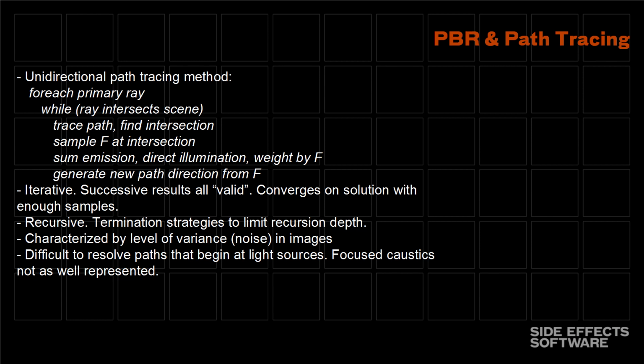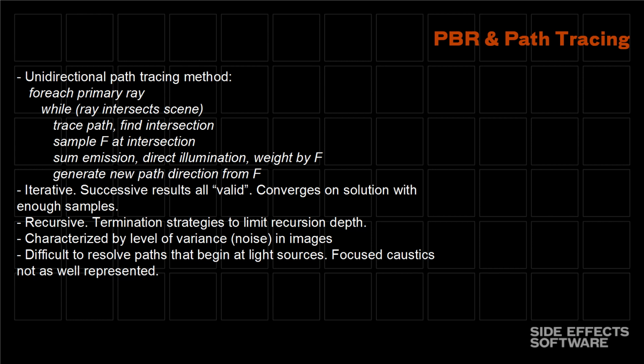certain path samples. The other thing is PBR, unidirectional path traced images are characterized by the level of variance or noise in them. That comes about as a result of the use of noise to generate those random paths. And so often what we're doing is finding strategies for reducing the amount of noise in the image. And we'll look at strategies for that in a little bit.